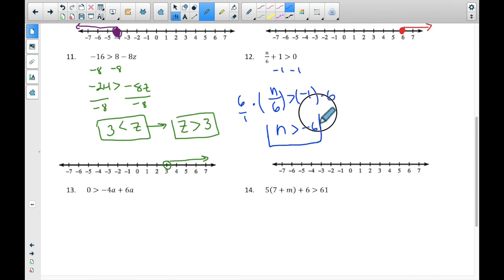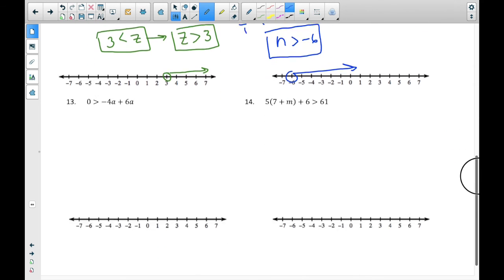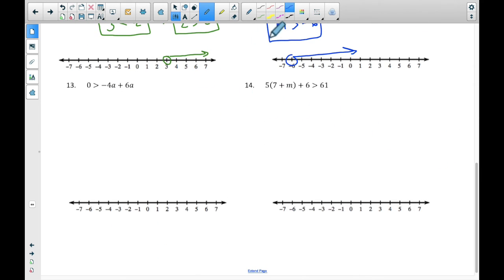Okay, there was a lot going on there with fractions, but guess what? I don't have to move my symbol. I don't have to change it because I didn't multiply by anything or divide by anything negative. There was a negative, but I didn't multiply it or divide it, and so it doesn't change anything. Okay, I go to my negative 6, I put a dot, it's open because it's not equals, and is pointing to the right because this arrow is pointing to the right. Last two.